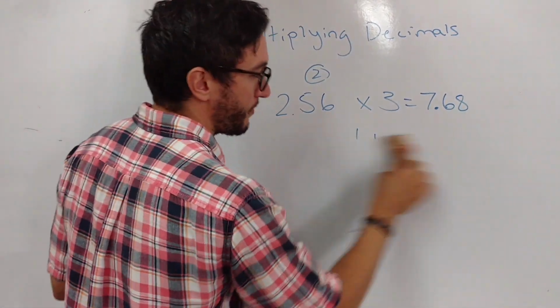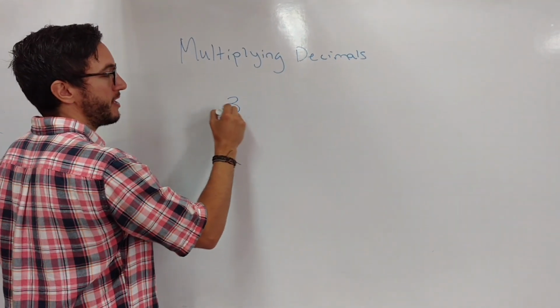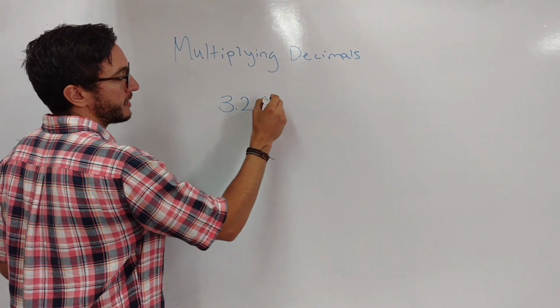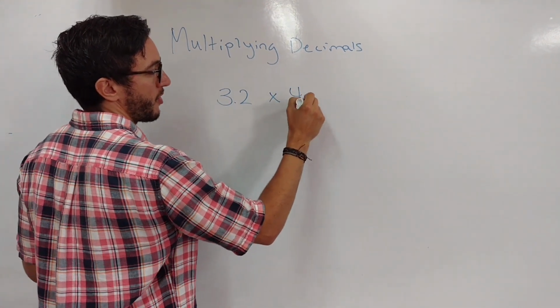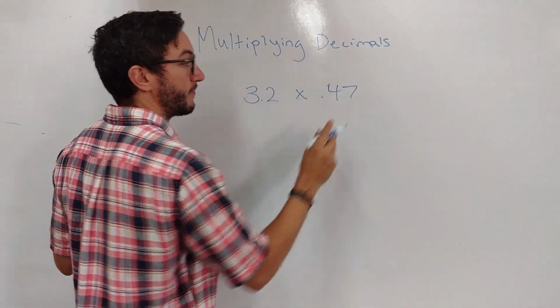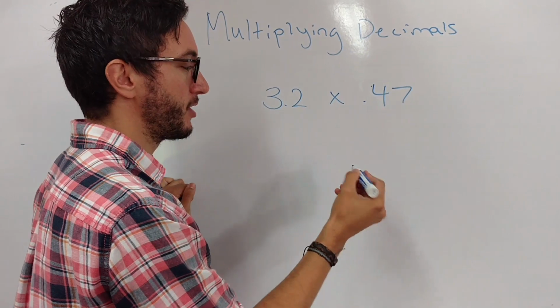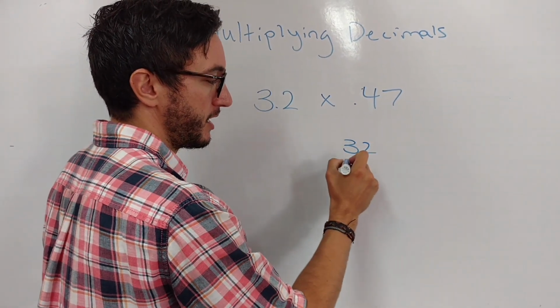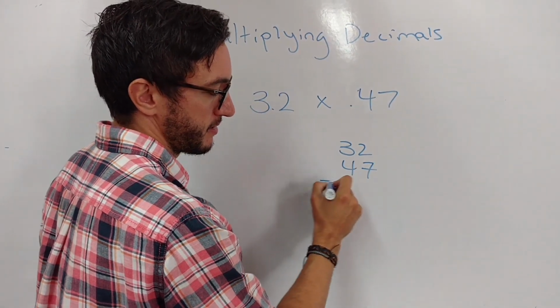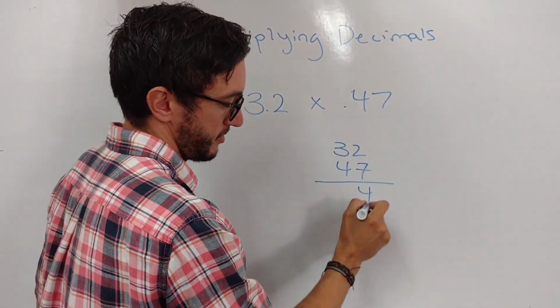Let me show you what would happen if I had 2 decimals. Let's say I have 3.2 times 0.47. First step, get rid of the decimals. So I'm going to do 32 times 47. I'm going to multiply normally. I'll do this really quickly.